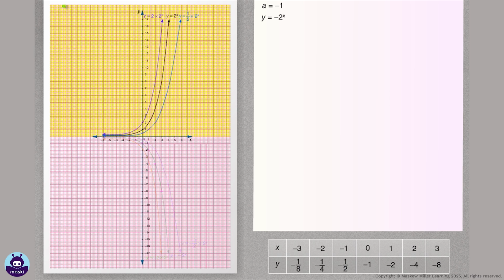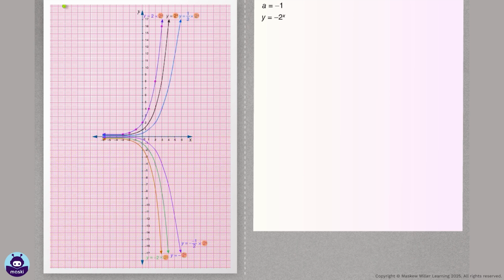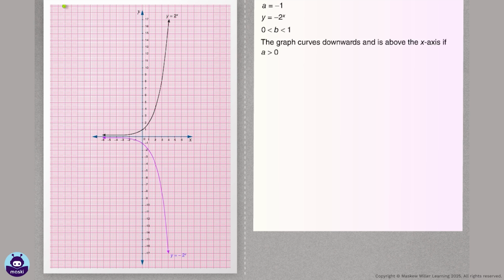We can conclude that for a greater than 0, the graph of an exponential function curves upwards. For a is less than 0, the graph of an exponential function curves downwards. All the above cases involved b is equal to 2, which is greater than 1. If b is between 0 and 1, the graph curves downwards and is above the x-axis if a is greater than 0. The graph curves upwards and is below the x-axis if a is less than 0.